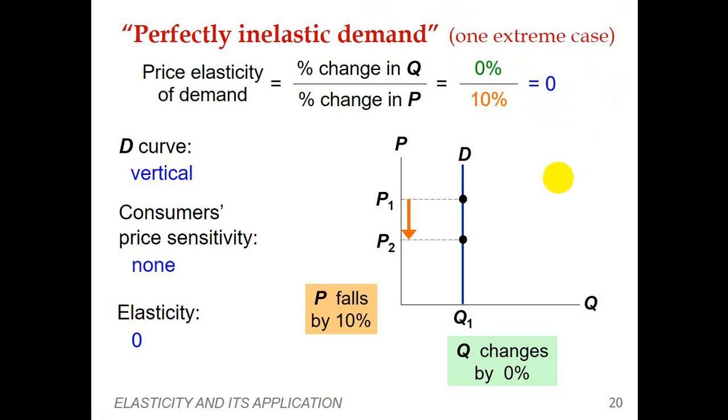Here you can see the curve is a vertical curve. It shows that whatever the prices are, the quantity demanded is going to remain the same. There is going to be no change in the quantity demanded. In the extreme case of zero elasticity, demand is perfectly inelastic and the demand curve is vertical. Regardless of the price, like P1 to P2, the quantity demanded stays the same.